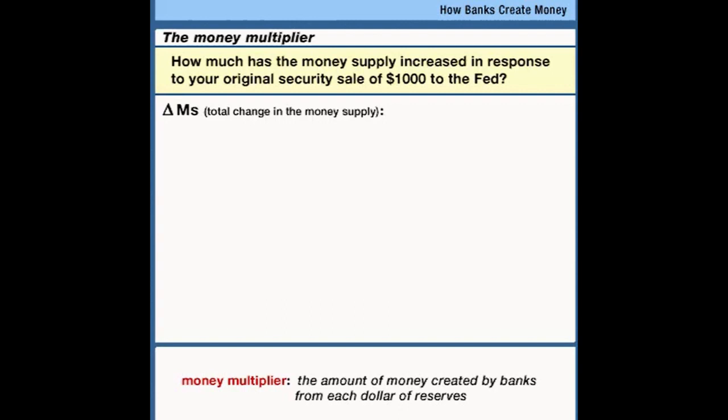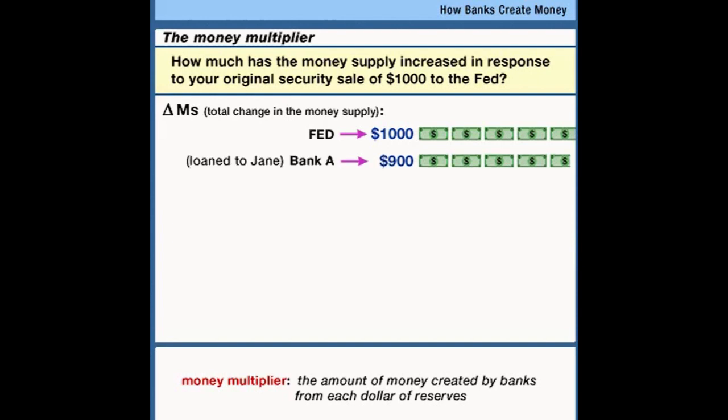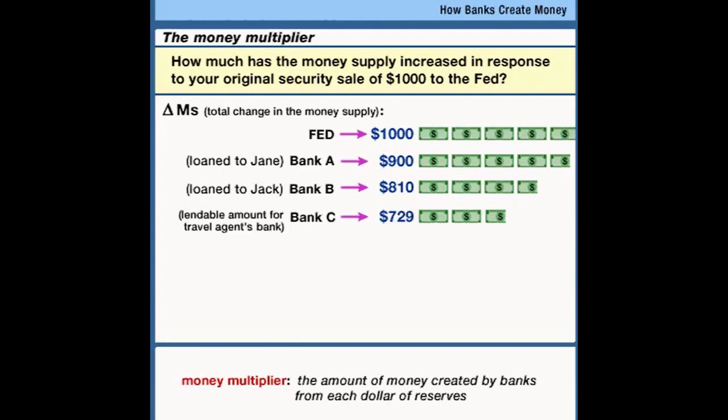Then there was the money that was created by Bank A when Bank A made that loan to Jane, and that was $900. So we'll put $900 right here. Then there was the money that was created by Bank B when they made the loan to Joe, and that was $810. Sorry, I think it was Jack they made a loan to, but it was the same amount of money. And Bank C creates a loan of $729. So we'll put it out here, and it just keeps going. Each number is 90% of the number before. Why? Because banks are able to lend out 90% of the new reserves they get.